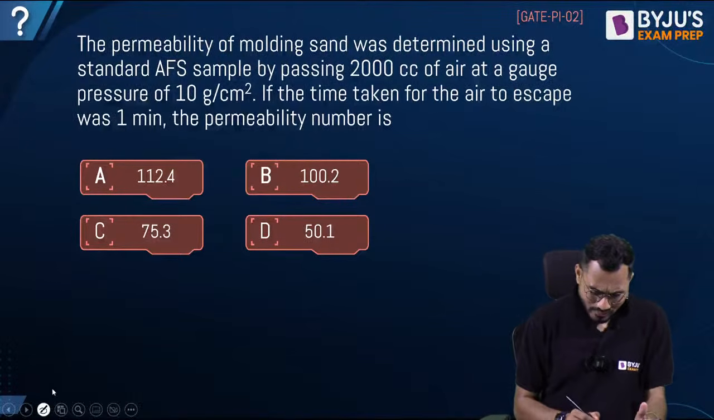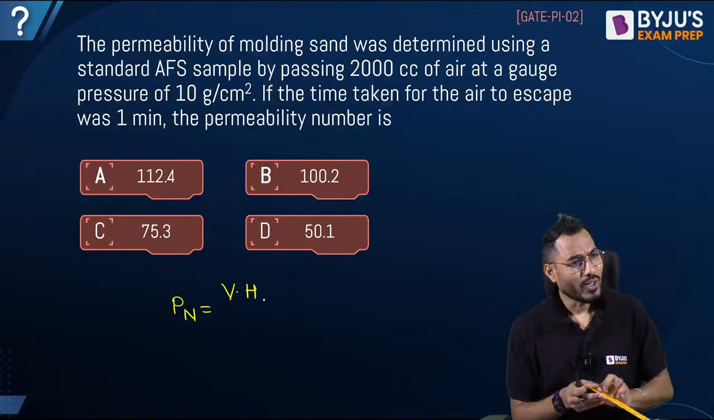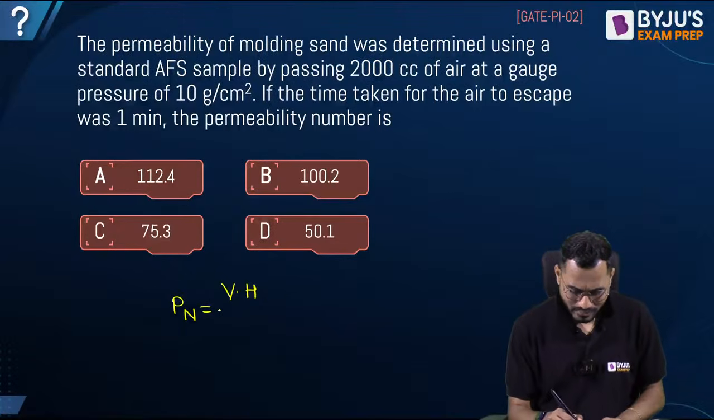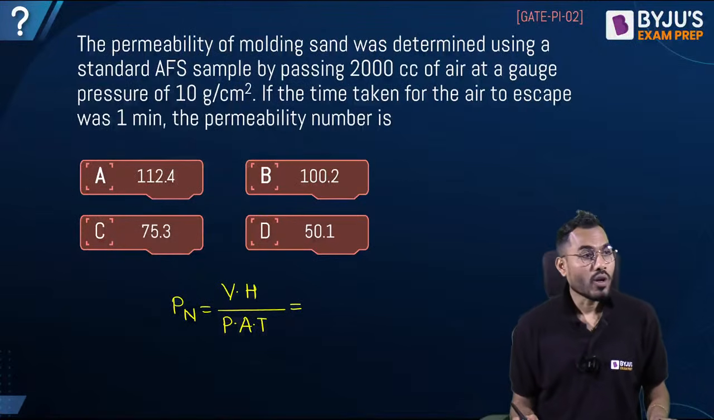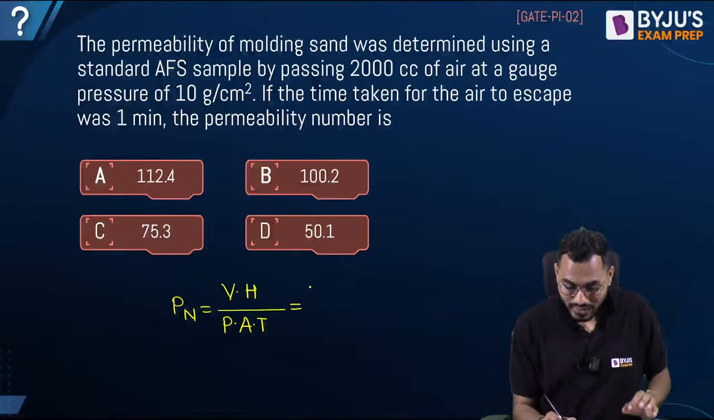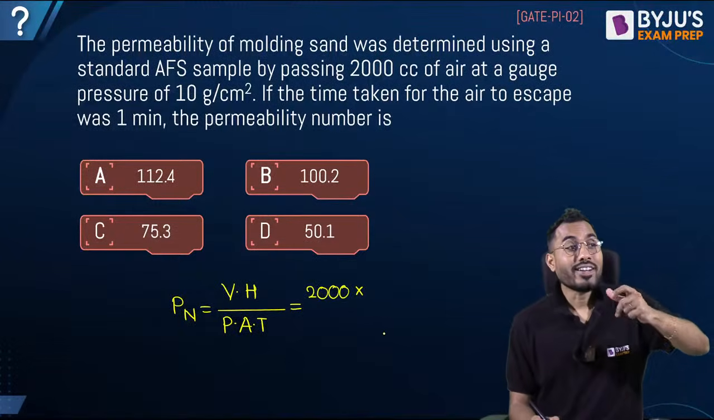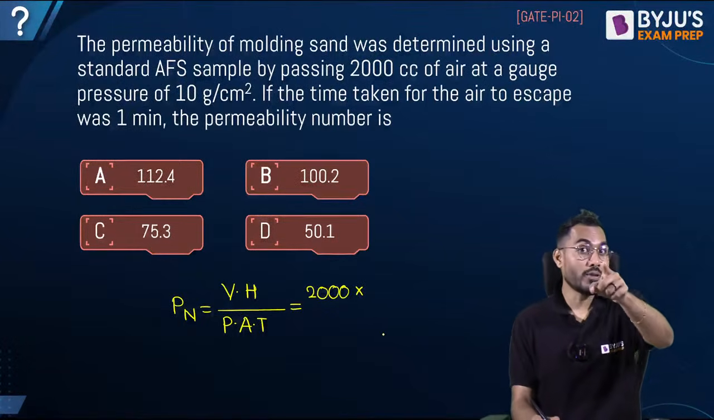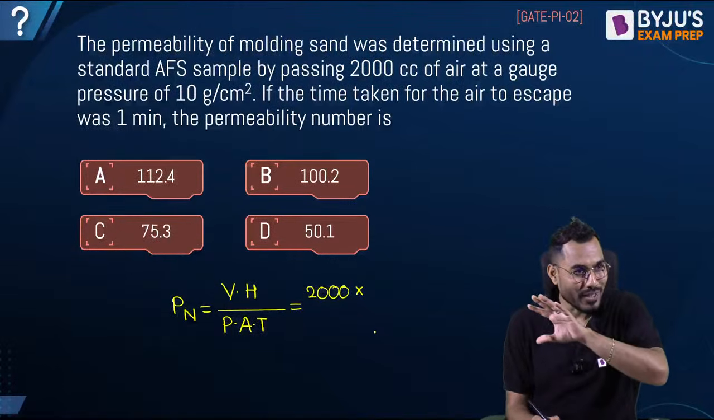Sir, we know that the permeability number Pn is exactly equal to V into H divided by P A T. As simple as that. Correct, P into A into T. So what is V? V stands for volume of the air passed. That is exactly equal to 2000 cubic centimeter. What is the height? Height of the standard sand specimen. And we know that standard sand specimen has the same height and same diameter. That is exactly equal to 5.08 centimeter.